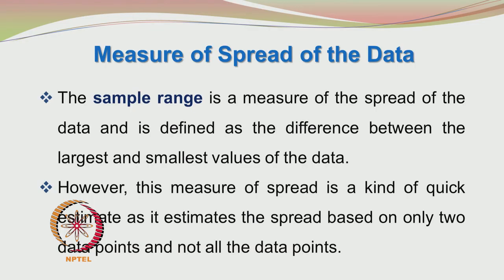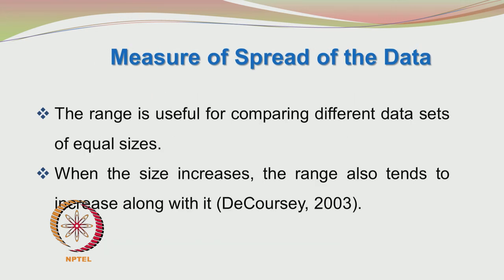For example, the largest and the smallest data may be outliers, and so the other remaining data points may be very close to the mean value. If you go by only the largest and the smallest value, you may be overestimating the spread, whereas in the actual case, the spread may have been quite smaller. The overall spread would have been quite smaller than what was reported by the sample range. The range is useful when you want to compare different data sets of equal sizes. D-Corsi observes that when the size of the data set increases, the range also tends to increase along with it.